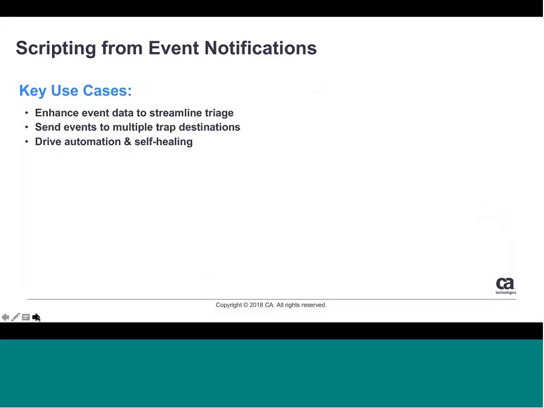So I can configure a script when a threshold is violated or cleared that can do different things. It can enhance the event data so I can add additional information in my script and then resend that alarm or event over to either Spectrum or whoever is receiving my events. I can send events to multiple trap destinations using something like Trap Exploder, or I can drive automation and self-healing. We can start to do intelligent things once we can begin to interject ourselves within that event stream.